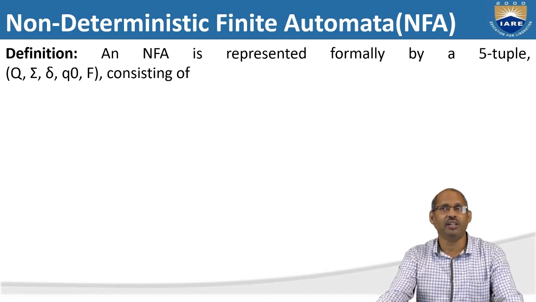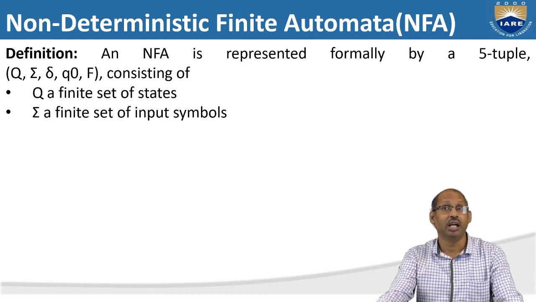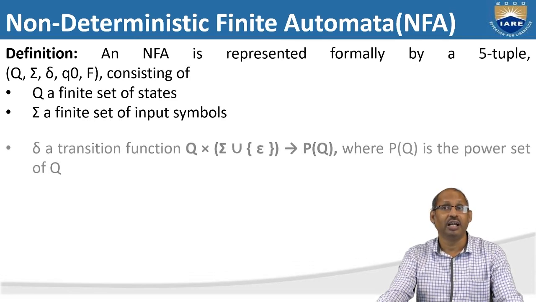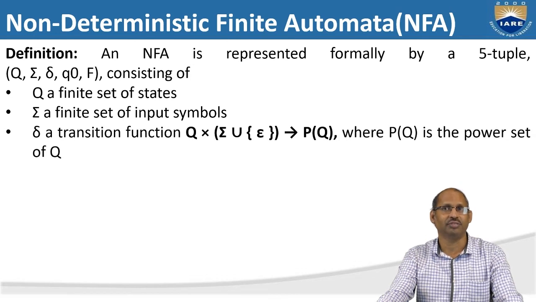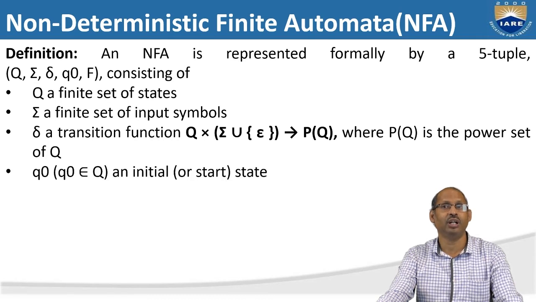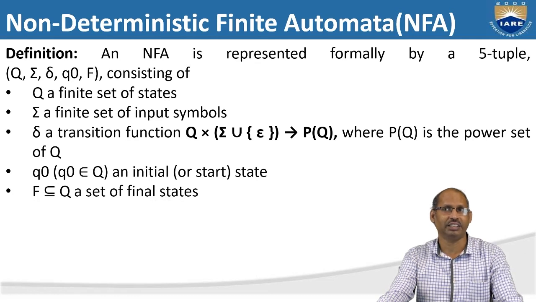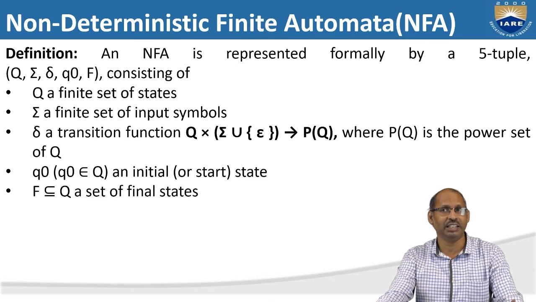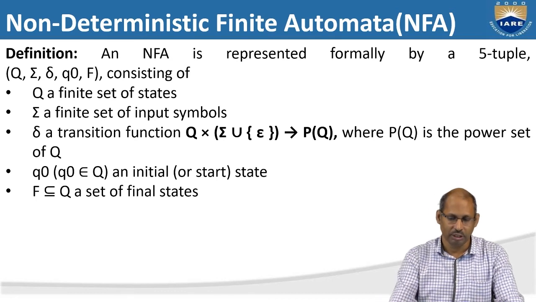This NFA we also define with a 5-tuple notation. Q is a set of states, sigma is a set of input alphabet, delta is a transition function, Q0 is the initial state, and F is the set of final states. Here, we are considering this as an NFA with epsilon.